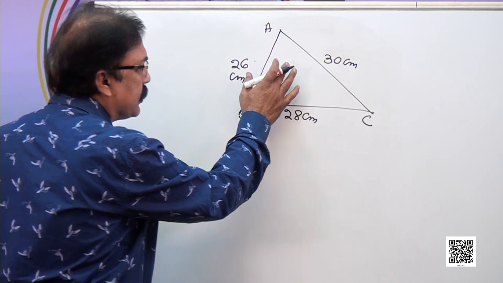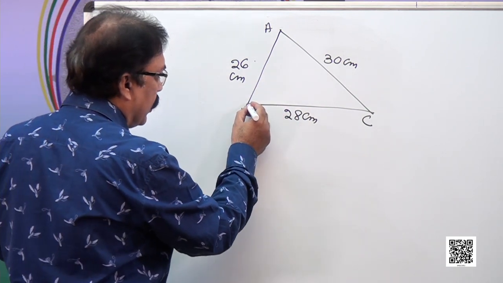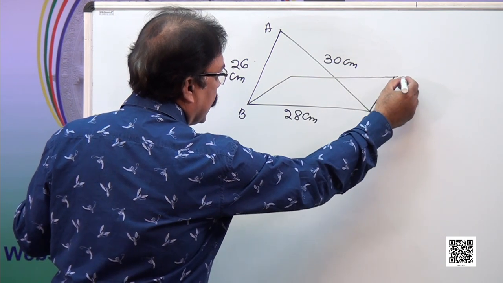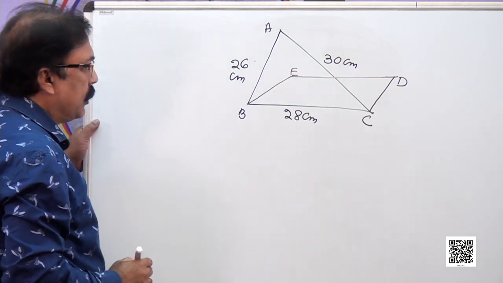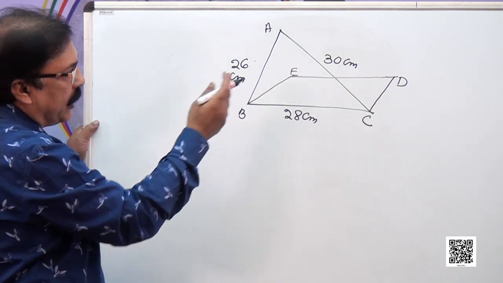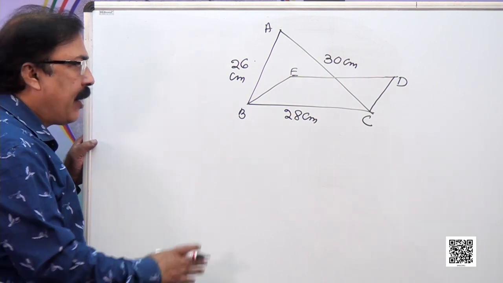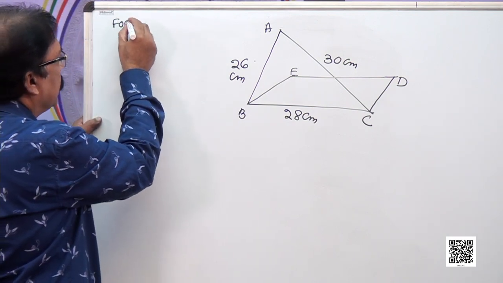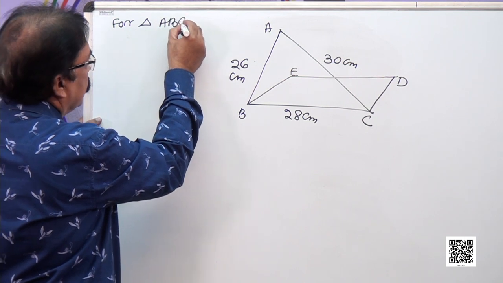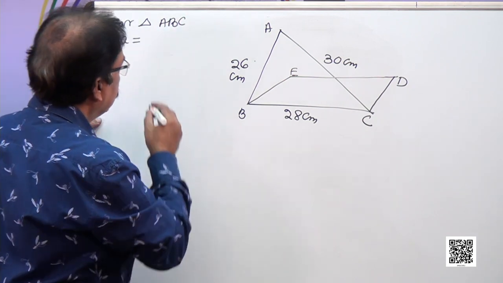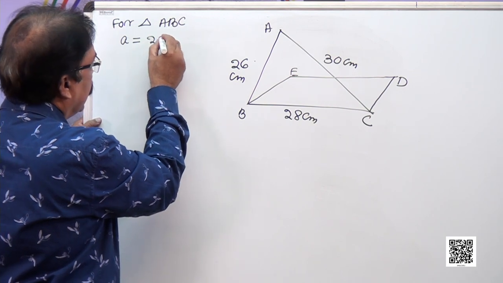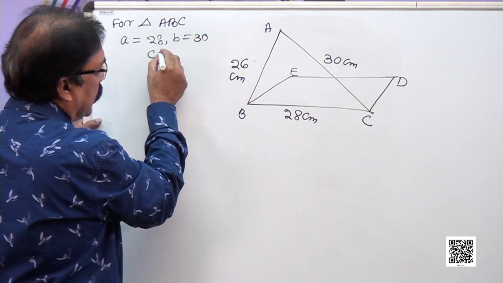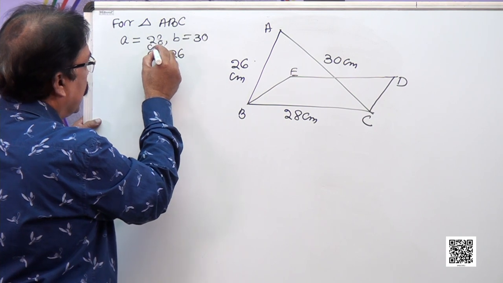The area of this and a parallelogram are equal. Let the parallelogram be like this with the same base, say DE. Now, we can find the area of this triangle, and area of the triangle is the same as the area of the parallelogram. So, for triangle ABC, say A equal to 28, B equal to 30 and C equal to 26. All these are in centimeter.